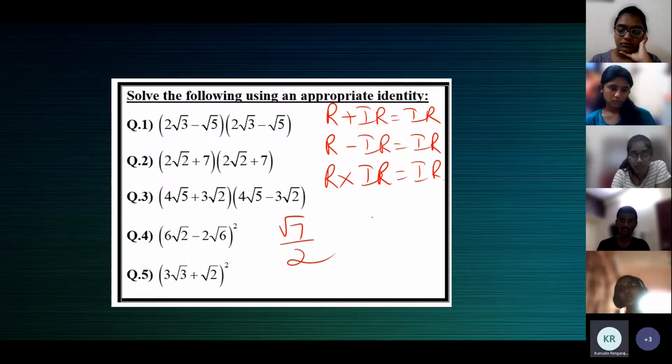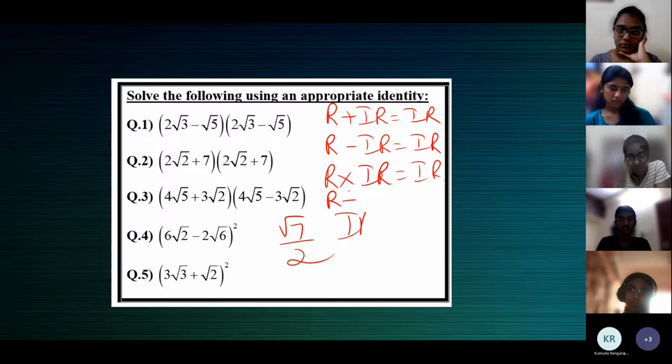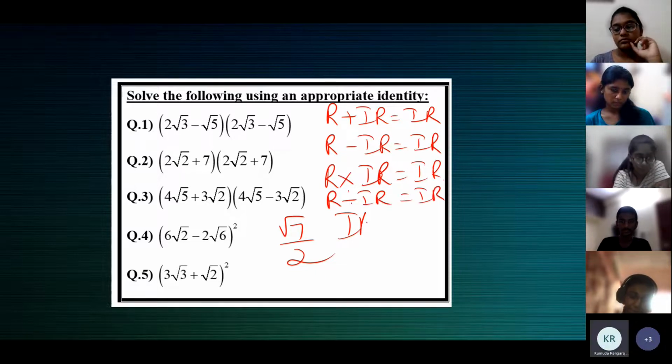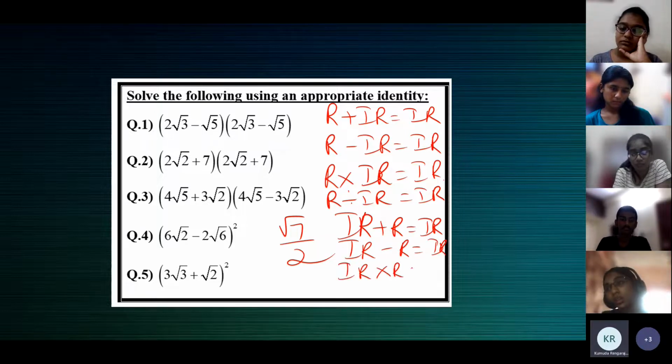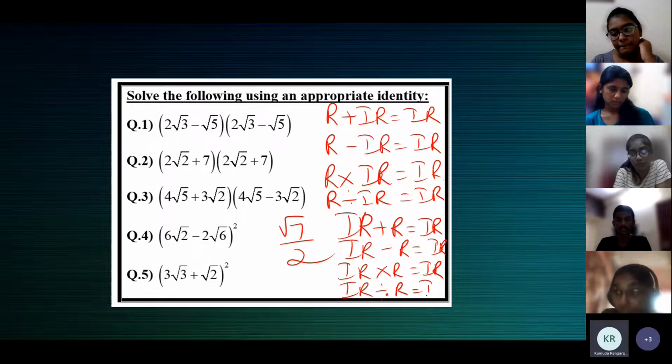Rational into irrational is irrational. Again, the quotient also, for example, root 7 by 2. You can also write it the other way: irrational plus rational is irrational. Irrational minus rational is irrational. Irrational into rational is irrational. Irrational divided by rational is irrational.